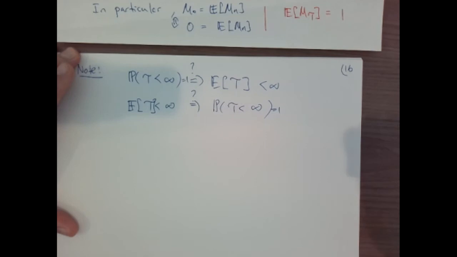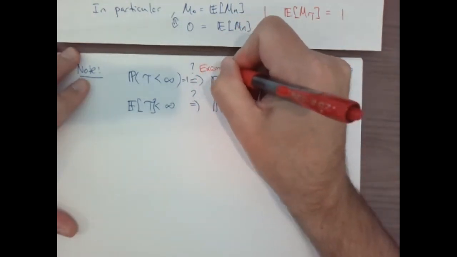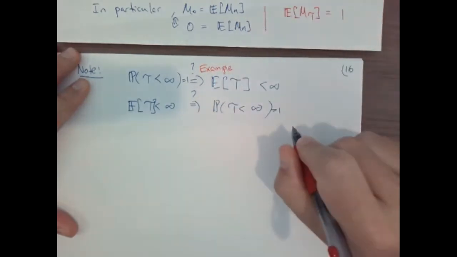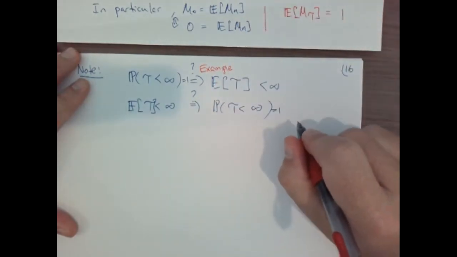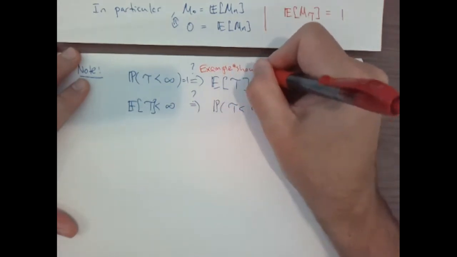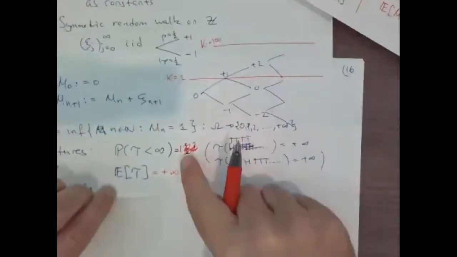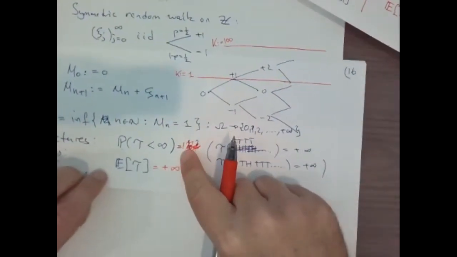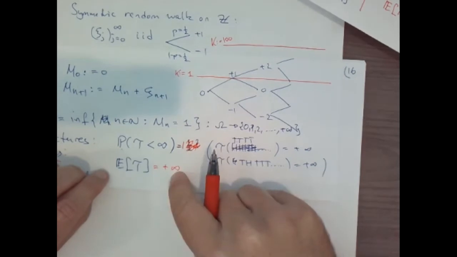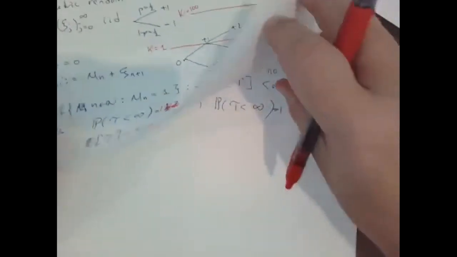Well, this one here was in our example. The example says no. Right, because in the example, I have finiteness, and that implies nothing about the expectation being finite.